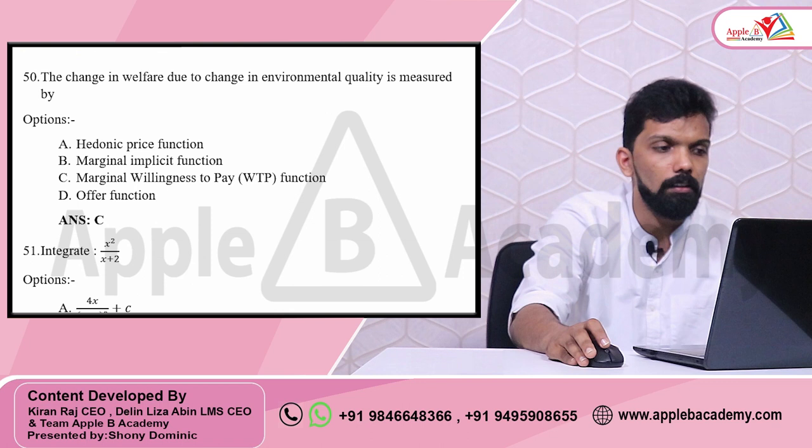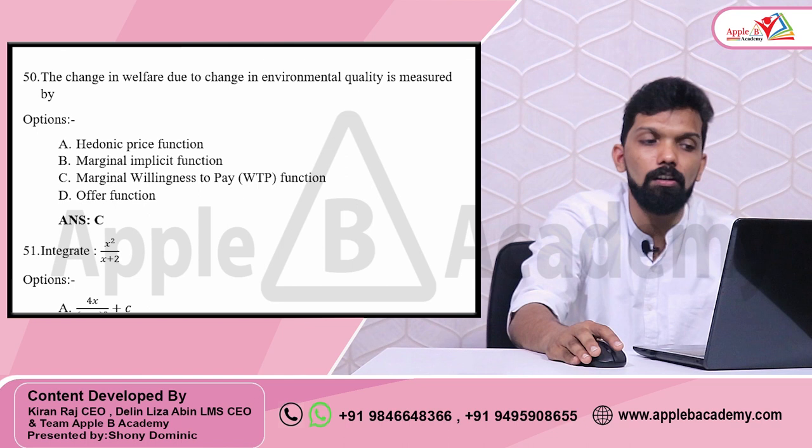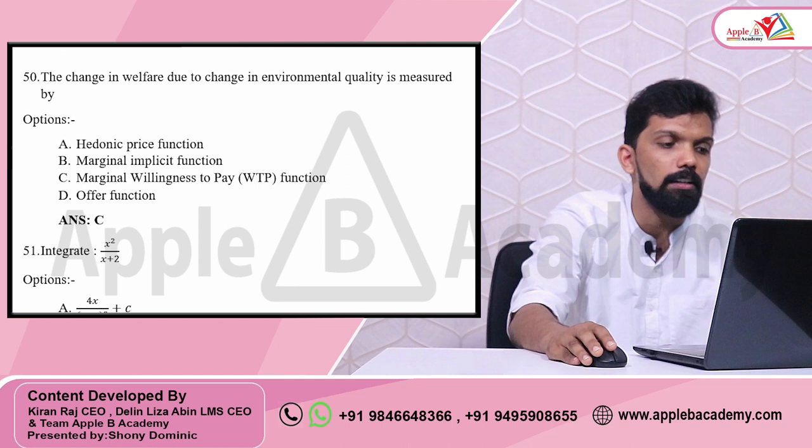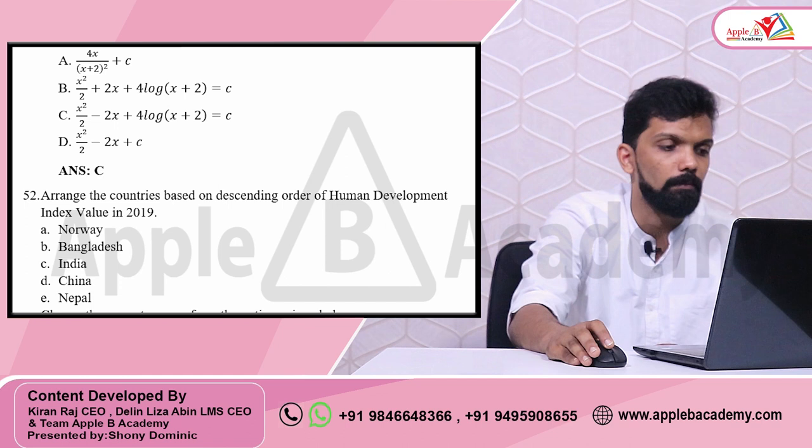The change in welfare due to change in environmental quality is measured by: hedonic pricing function, marginal implicit function, marginal willingness to pay function, offer function. So the right answer for this question is marginal willingness to pay function, which is option C. Question number 51, integrate x square by x plus 2. Different options are given. The right answer is option C.